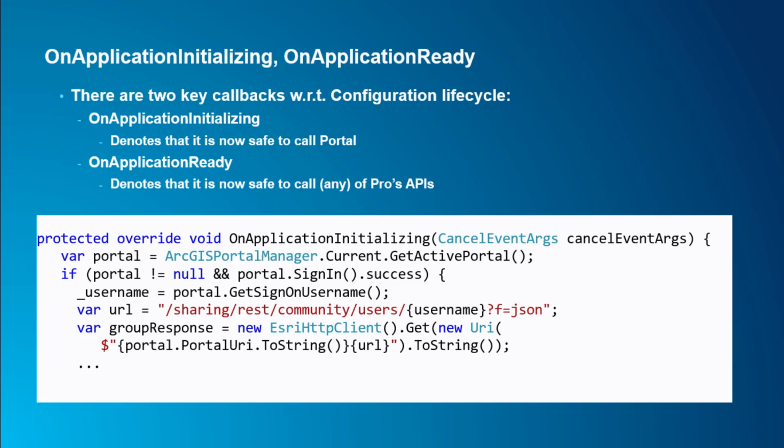Once the application is ready, it is safe to call any aspect of the API. The states never go back. So once the application is ready, it's always ready. It's ready for the entire session, okay? It never goes back to initializing or pre-initializing, okay? It's a one-way ticket. Once it's ready, it's always ready.